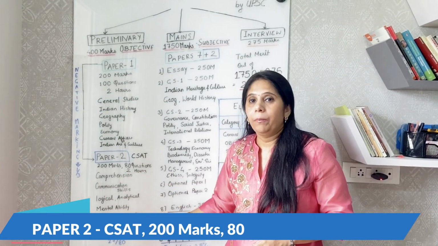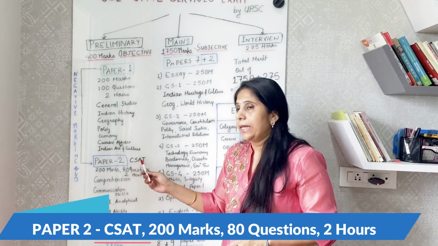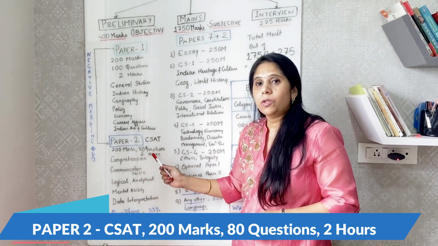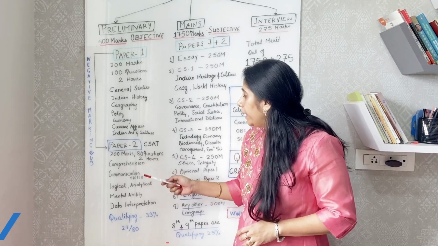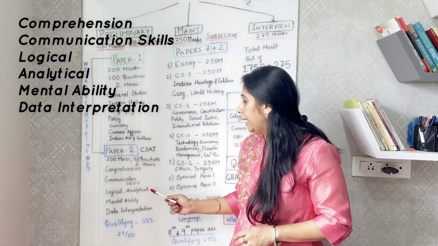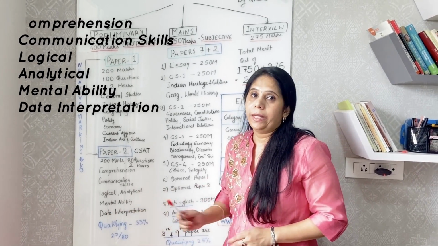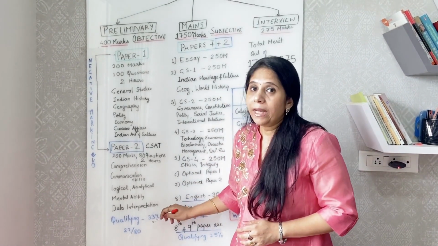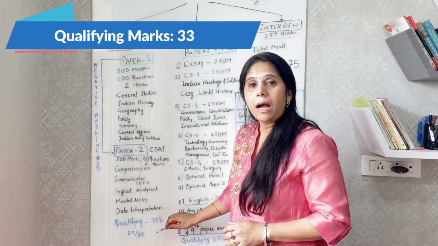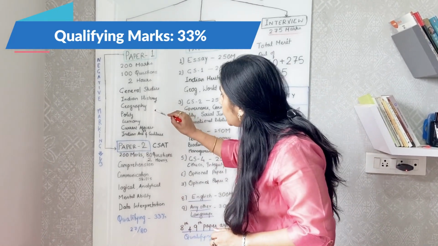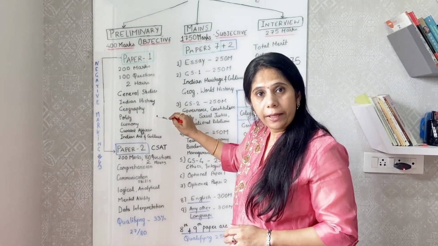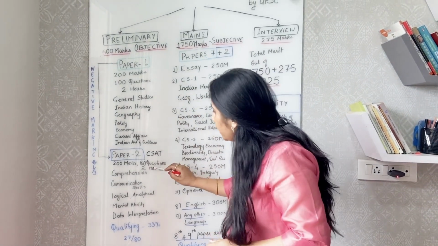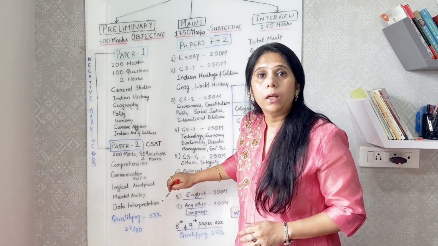Paper 2 is a qualifying paper. This is CSAT, the Civil Services Aptitude Test. 80 questions, 200 marks, 2 hours, comprising comprehension, communication skill, logical, analytical, mental ability, data interpretation. Those of you who have a mathematics background might find this easier. The qualifying marks for this is 33%. This paper is simply going to be a qualifying paper.